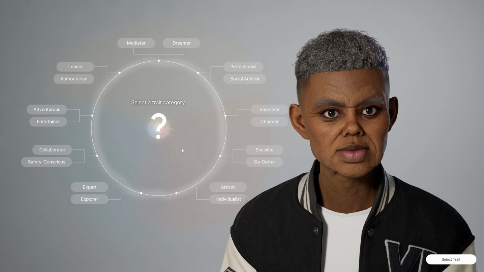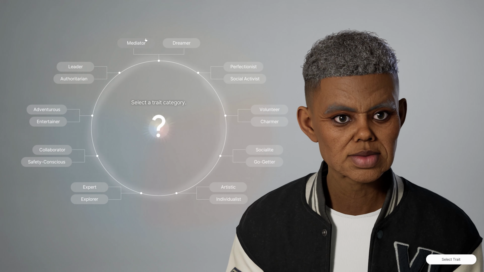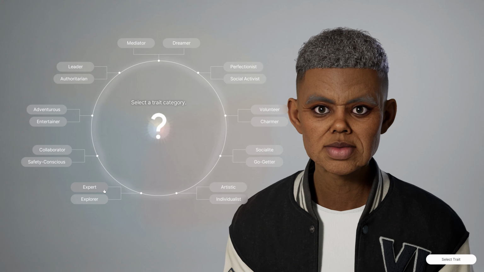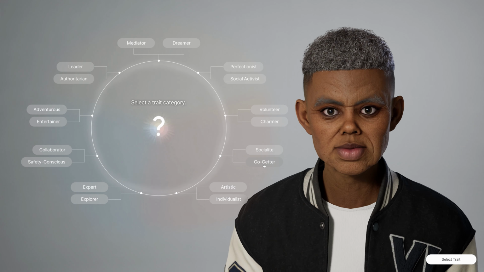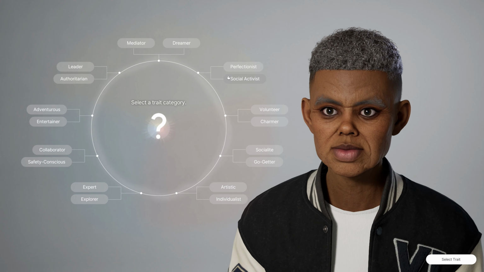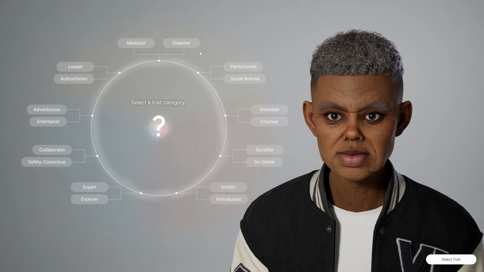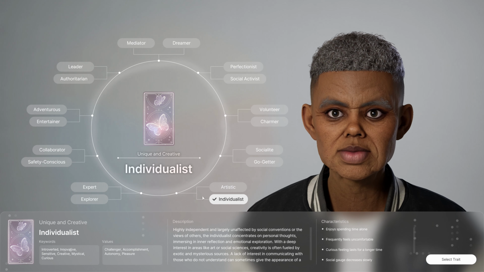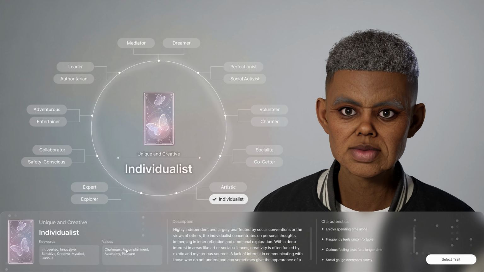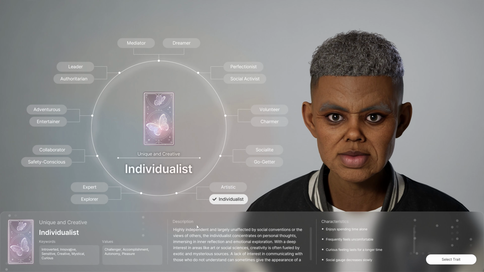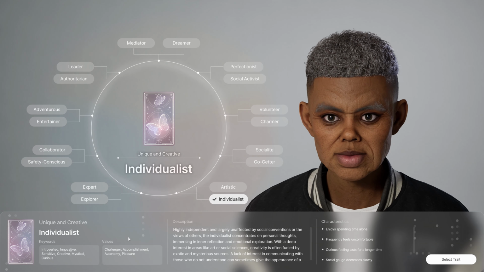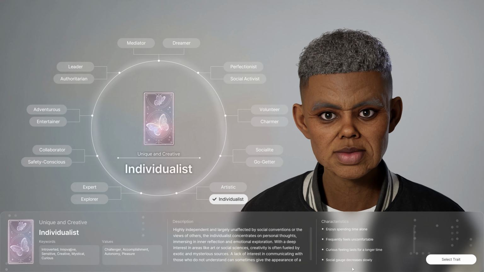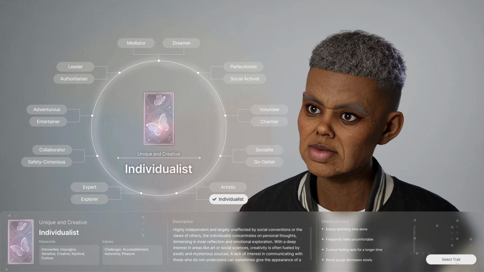So for traits, they have so many traits you can choose from. We have mediator, leader, authoritarian, adventurous, entertainer, collaborator, safety conscious, expert, explorer, individualist, artistic, go-getter, socialite, charmer, volunteer, social activist, perfectionist, dreamer. For the purpose of this video, I am going to choose individualist for us. And then once you choose a trait, it does give you a breakdown of all the ins and outs of the trait that you chose. So it has these keywords, what your character will value, the description of the trait, and also characteristics. So we're gonna go ahead and lock this in.